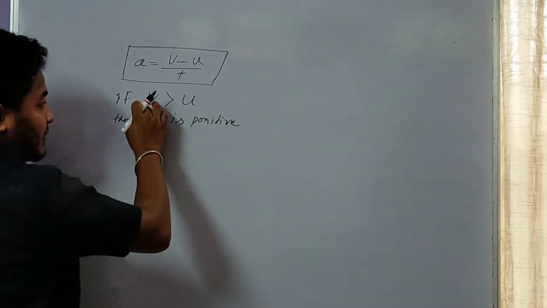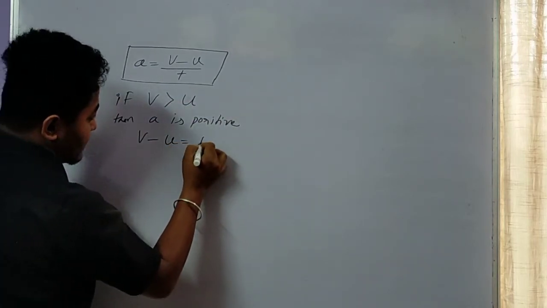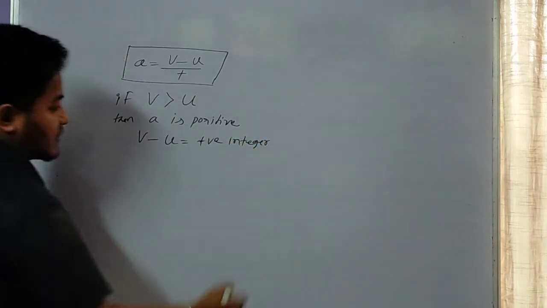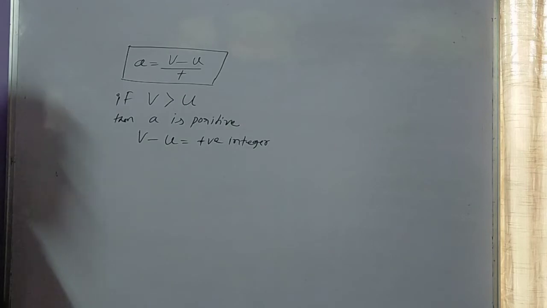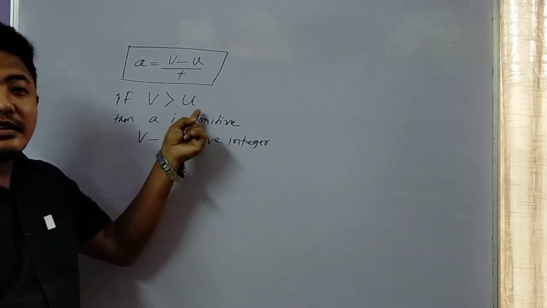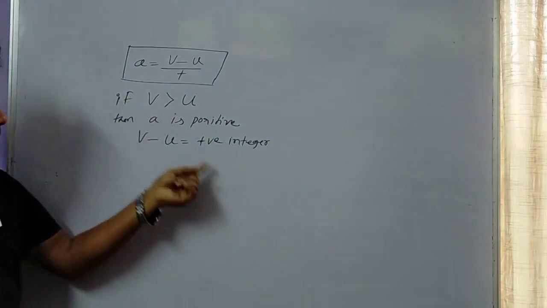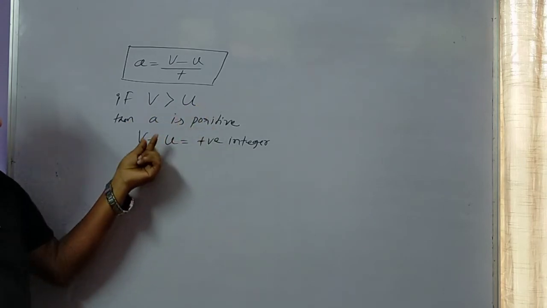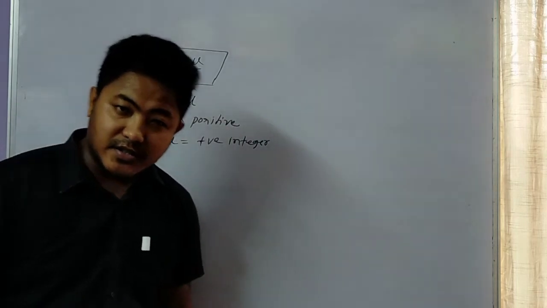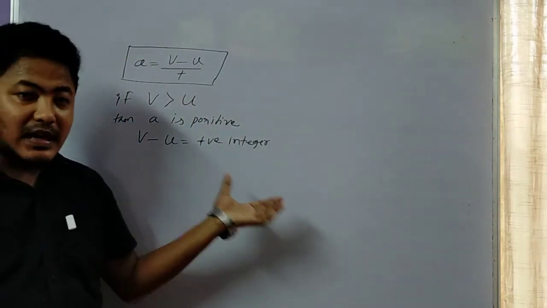So you can say if v is greater than u, we can write that v minus u is equal to what? It is a positive integer. You know these things, you will find in mathematics casually. If the final velocity is greater than initial velocity, then acceleration is positive. So v minus u is equal to a positive integer. Understand now? This is the positive acceleration.